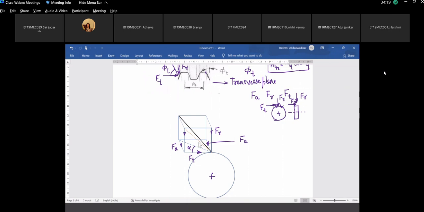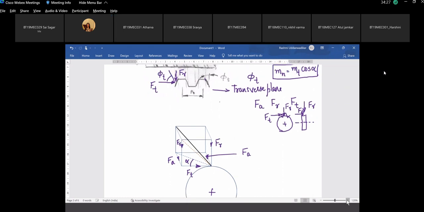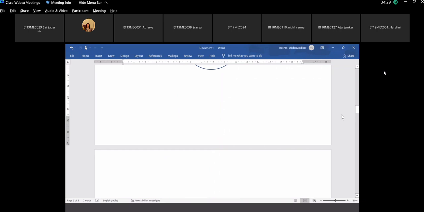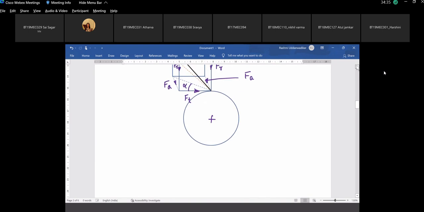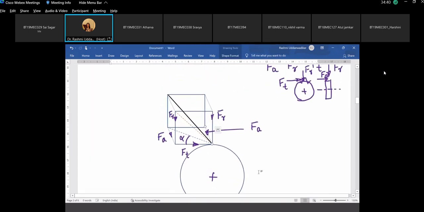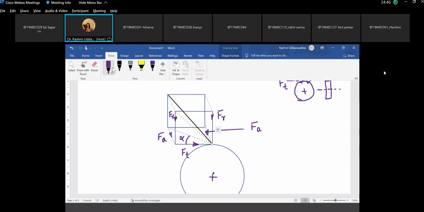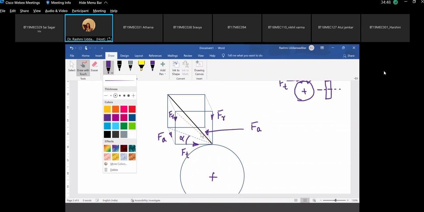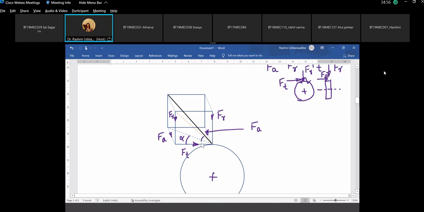If this is Ft and if this is Fr, I don't know how clear this image is. So if this is Ft and this is Fr, this yellow dotted line is showing the resultant between Fr and Ft. And what would be this angle? Phi t.